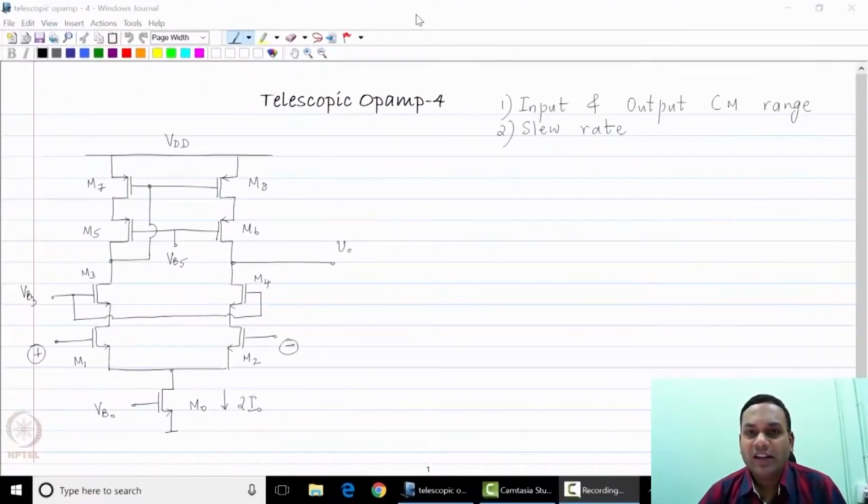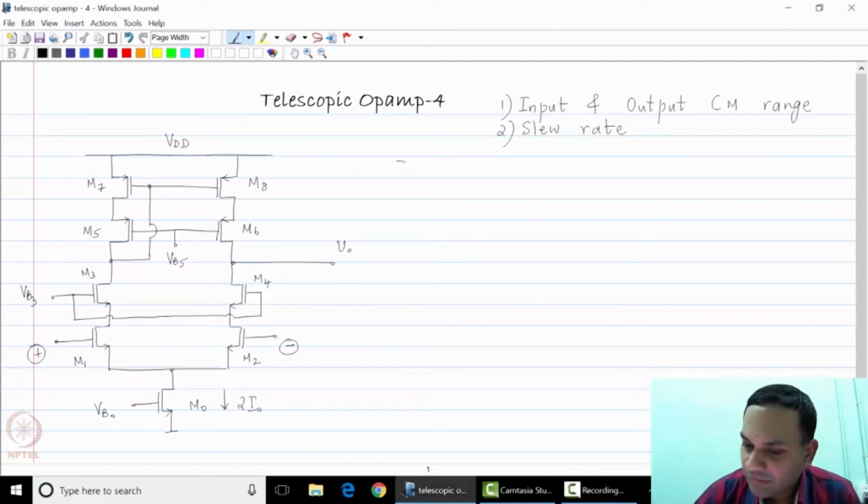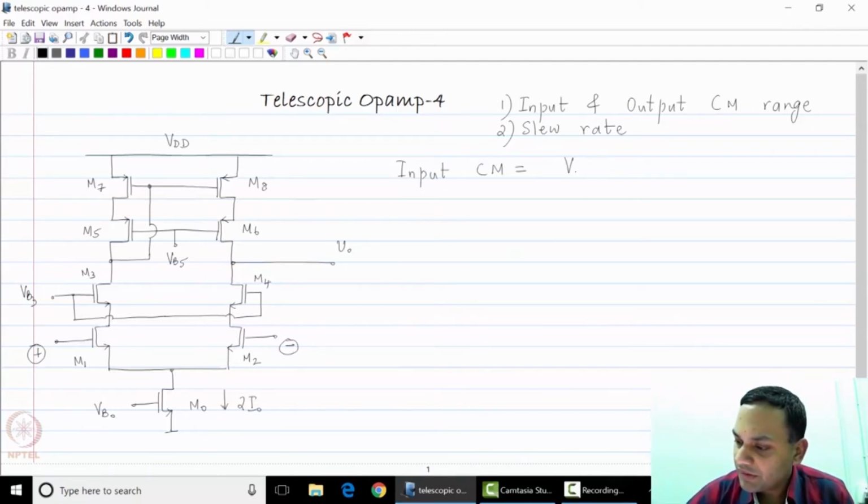We are now going to look at the input and output common mode ranges of the telescopic op-amp as well as its slew rate. So let us look at the input common mode range. Let us assume that the input common mode is equal to VCM in, and we want to find out the minimum and maximum values of VCM in.